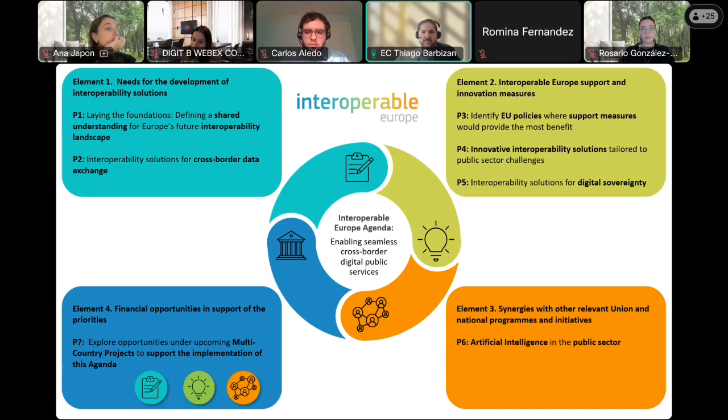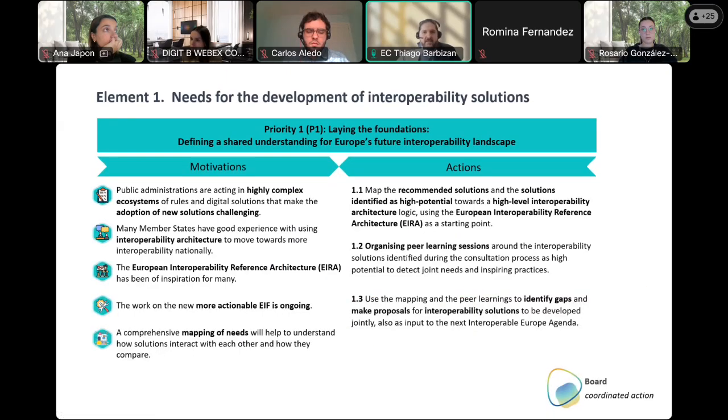And on element 4, financial opportunities in support of the priorities, we have priority 7, to explore opportunities under the multi-country projects to support the implementation of the agenda. So now we will dive deeper into each one of these priorities together. We start now with the next slide on priority 1.